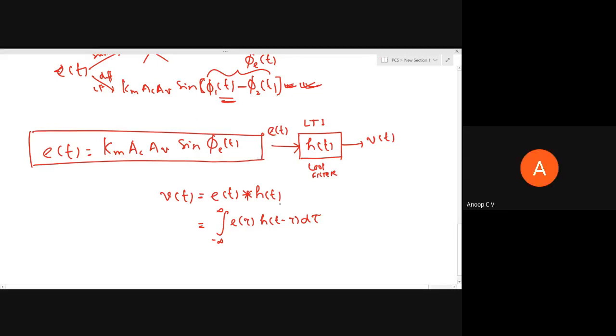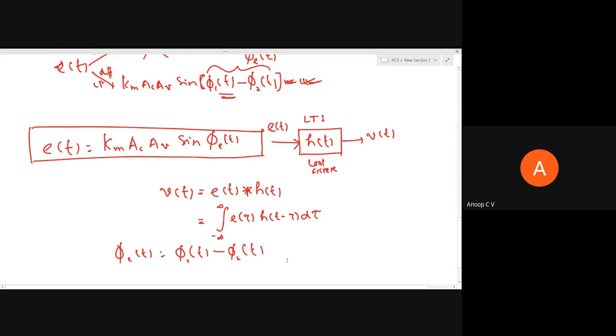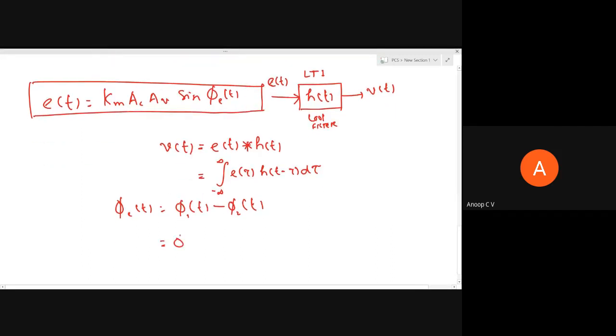So this V of t is E of tau into H of t minus tau d tau. That is the convolution integral, right? And what is phi E of t? Phi E of t is phi 1 of t minus phi 2 of t, right? So this is equal to phi 1 of t minus phi 2 of t, and what is phi 2 of t in turn? Phi 2 of t we have written as 2 pi kV times the integral from 0 to t of V of tau d tau, right?